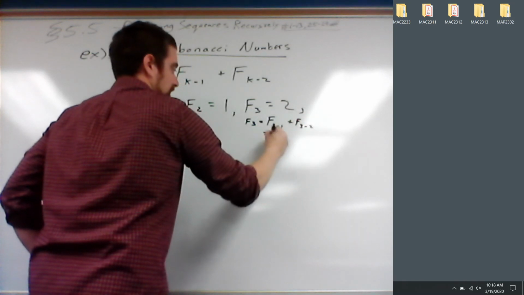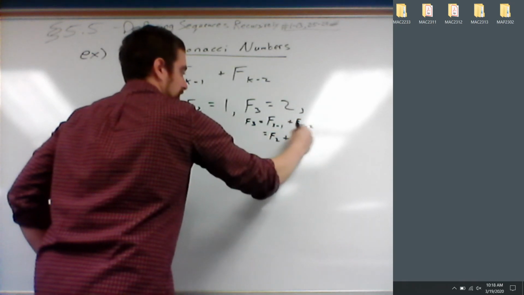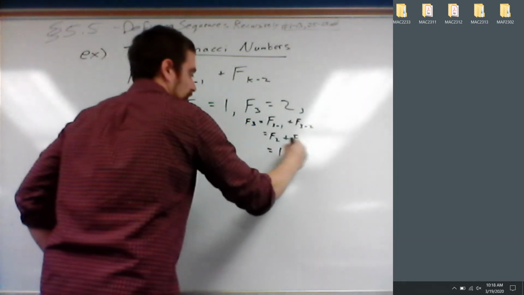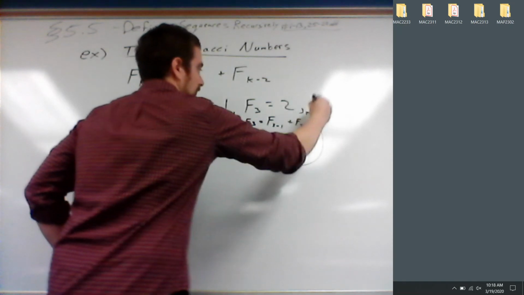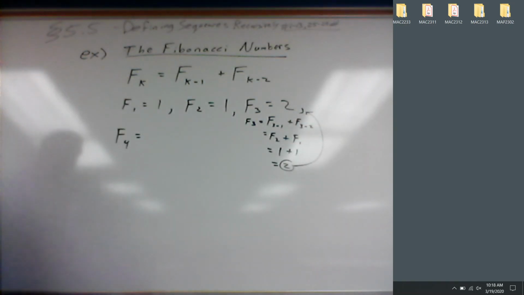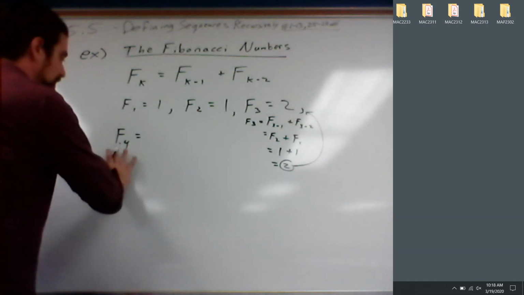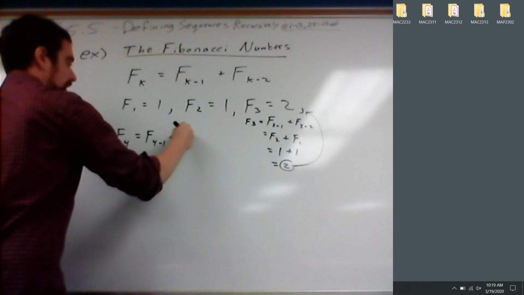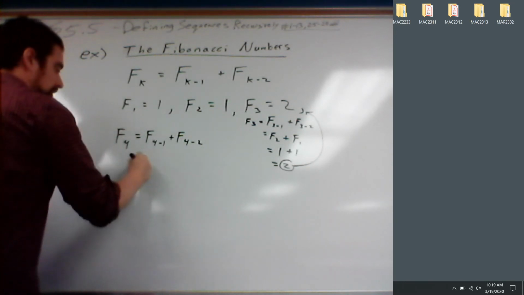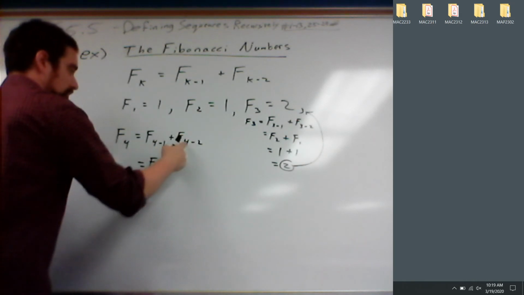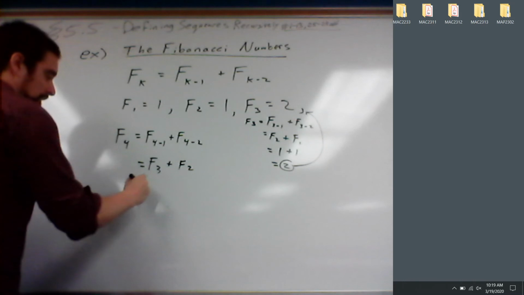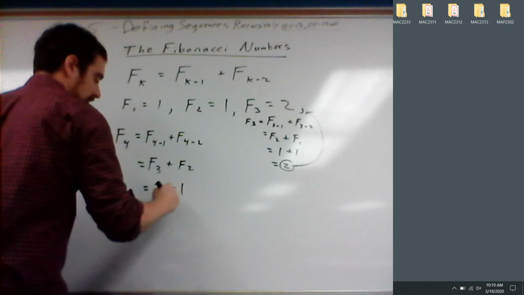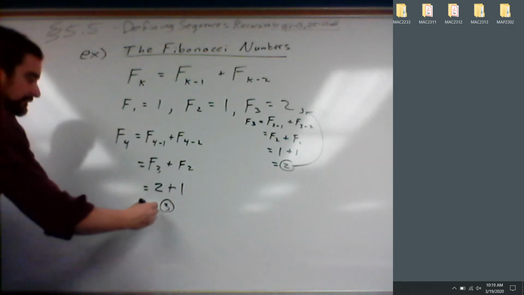But that is the same thing as F2 plus F1. We knew F2, that had to be given to us, plus we knew F1. All right, so you can see that I can find that third term pretty quickly. And then we can keep doing this again. If I want to compute F4, I would look for F4 minus 1 plus F4 minus 2. You can see where I can just go grab F3. I can just go grab F2 and plug them in. F3 I already found was 2, plus F2 was given to me, that's 1. So that means that F4 must be 3.